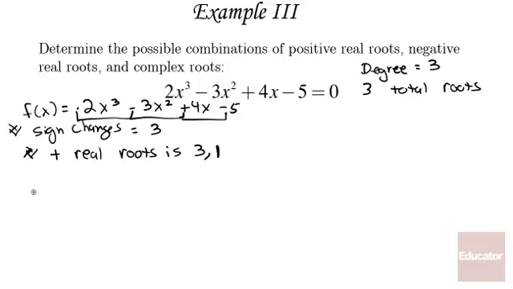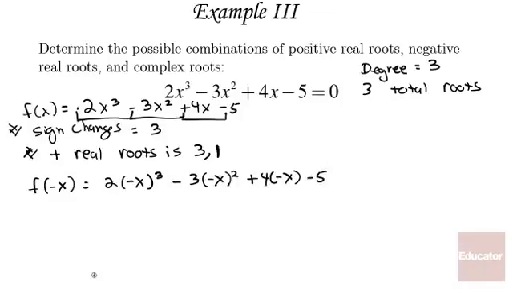All right, now let's look at the negative scenario, f of negative x, to figure out the negative real roots. 2 times negative x cubed minus 3 times negative x squared plus 4 times negative x minus 5. Okay, this gives me f of negative x equals, this is going to remain negative, so this is going to give me negative 2x cubed.